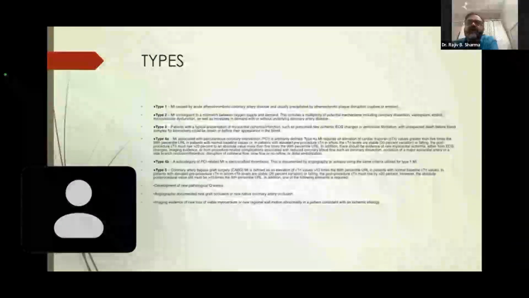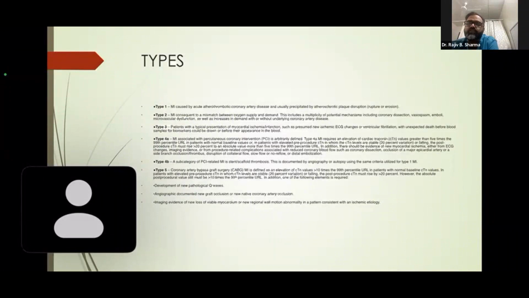Type 4A is MI in the setting of angioplasty. So patient who's undergone an angioplasty. And how do we label such patients as MI? So it depends on the baseline value of the troponin. So if the baseline troponin was normal, a rise in troponin of 5 times is diagnostic for MI after angioplasty. If the baseline troponin was elevated, then 10 times elevation compared to the baseline troponin is the criteria for MI post angioplasty.